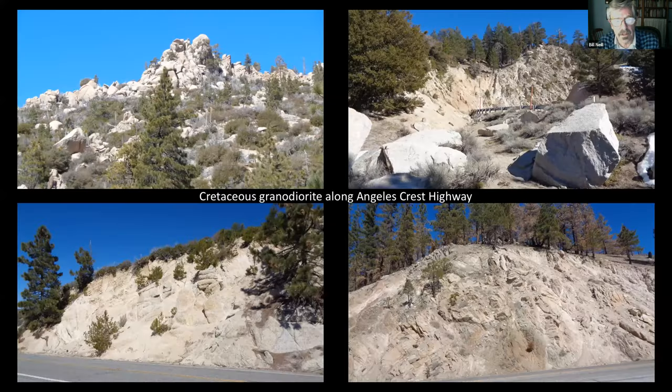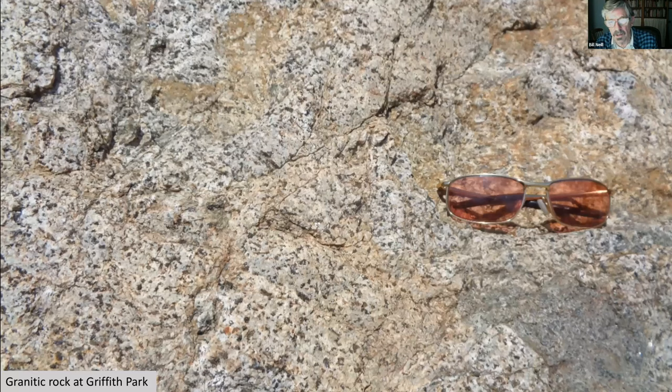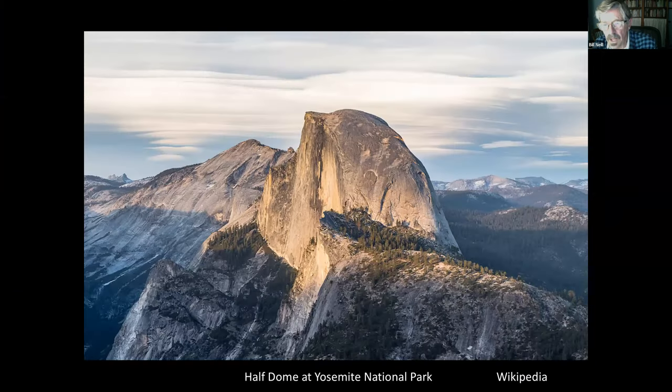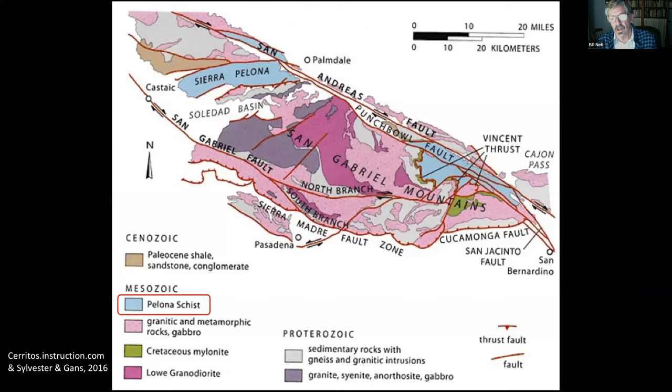So here's granitic granodiorite along Angeles Crest Highway, and compared to the Precambrian, it's very homogeneous, very massive, not particularly distinctive features. It's similar to the granite you see in the Sierras. Here is the same rock in Griffith Park. Here it is in Riverside at Mount Rubidoux. Here it is at Yosemite National Park. It's all the same process. This granite is formed as the roots of the volcanoes over a period of many millions of years. So the whole area was intruded by granitic rock.